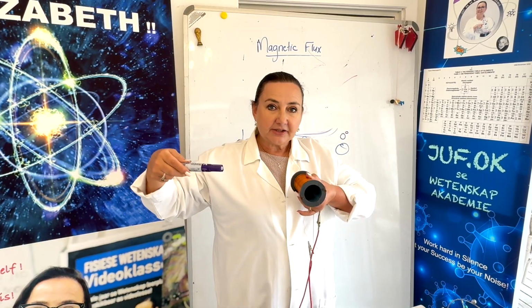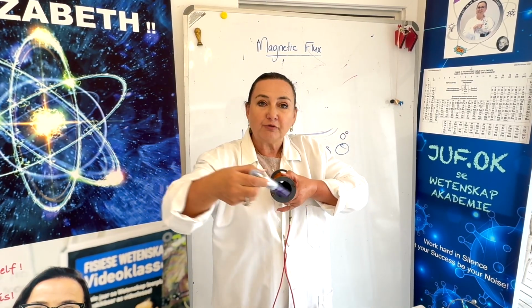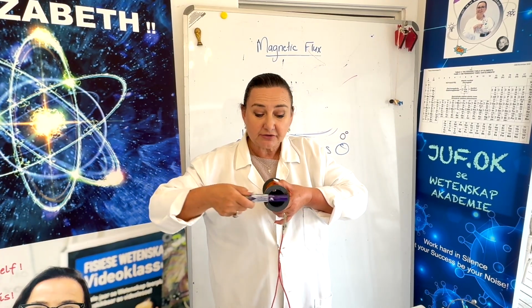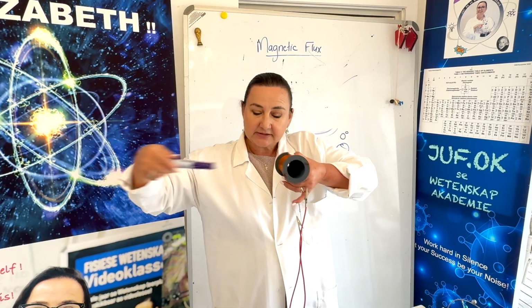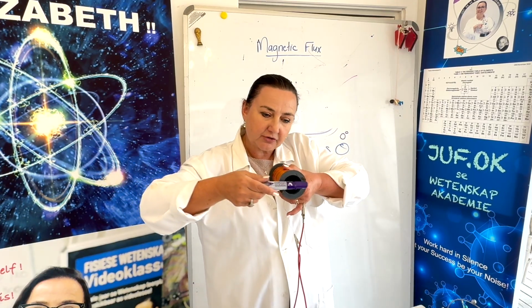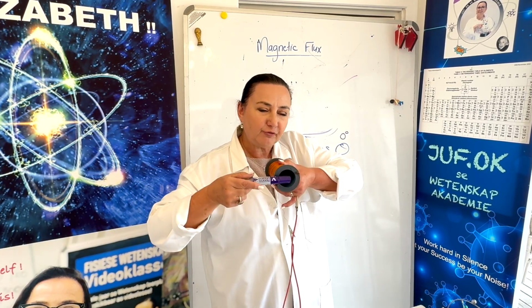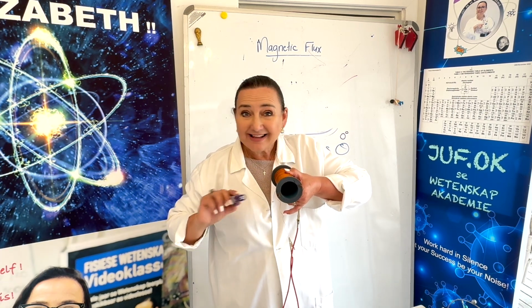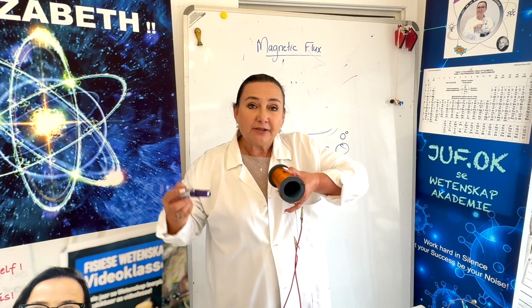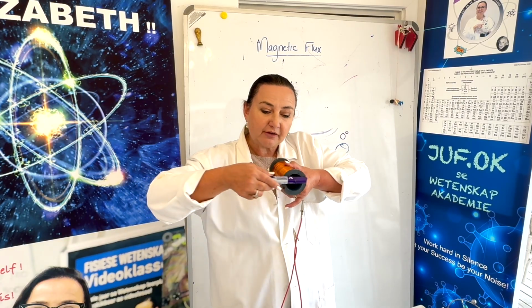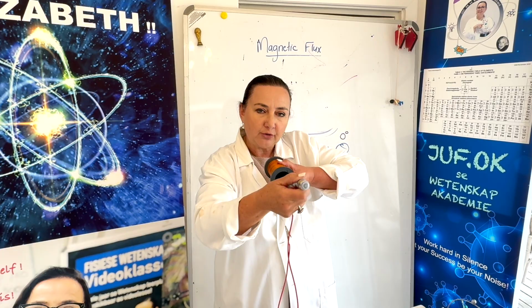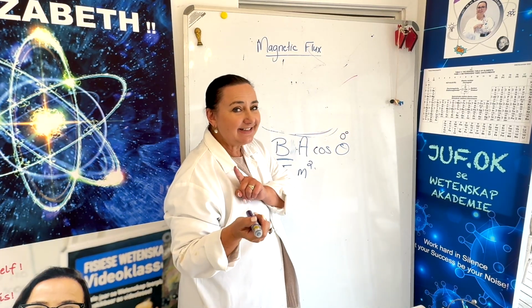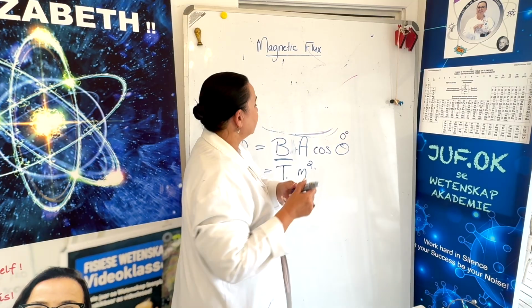Now let me change this, and I'm going to show you what is going to happen if my field lines go at an angle of 90 degrees or of 0 degrees. Okay, so now my field lines come across like this. How many field lines are actually going to enter my solenoid? 0, nothing. Okay, but what is the angle between my field lines and my normal? 90 degrees. And what is cos 90? 0.